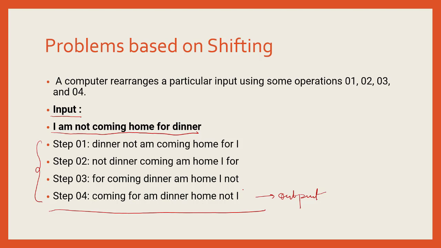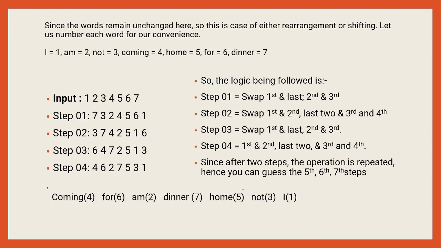Let's understand how shifting works. When we see this, how can we guess that it is a case of rearrangement or shifting? The main thumb rule is that when the words remain unchanged, it would be a case of either rearrangement or shifting. And when I don't see any order in the output, then it should tell me that it is a case of shifting, not an arrangement question.